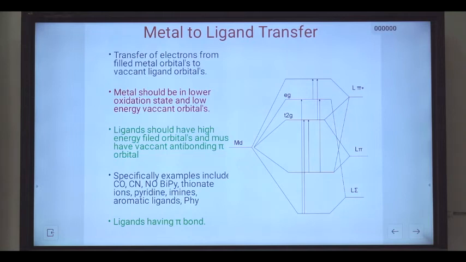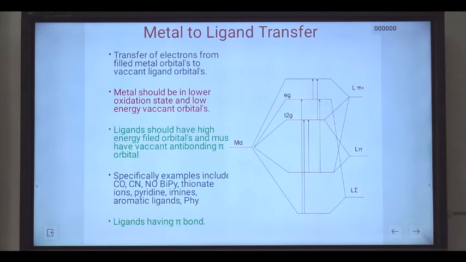But here for the metal to ligand transfer, the ligands involved include the pi acceptors or aromatic ligands, imines, pyridines, thionates. So first of all, in solving the question, specifically see what the ligand is which is joined to the metal ion. If it is a pi donor, it undergoes the LMCT transition. If it is a pi acceptor, it will undergo the metal to ligand charge transfer.